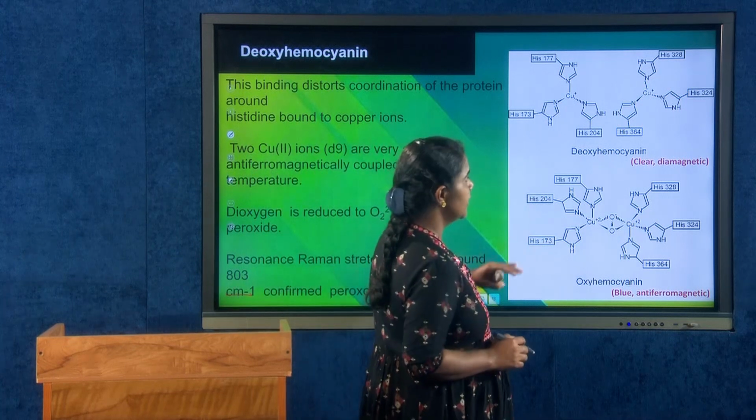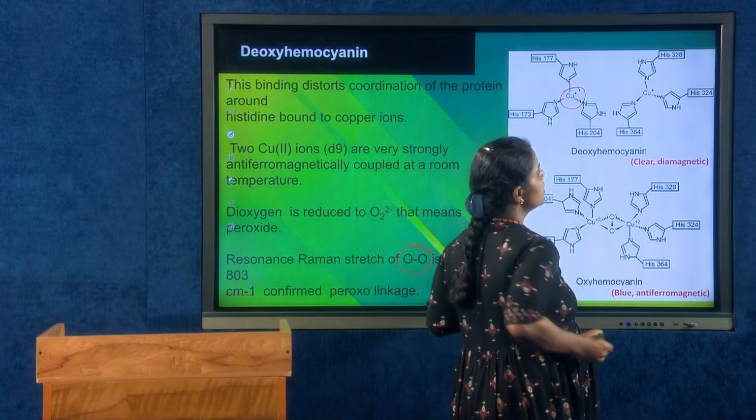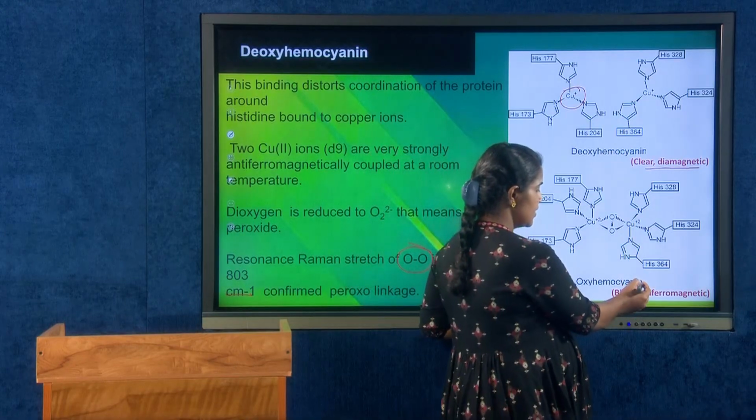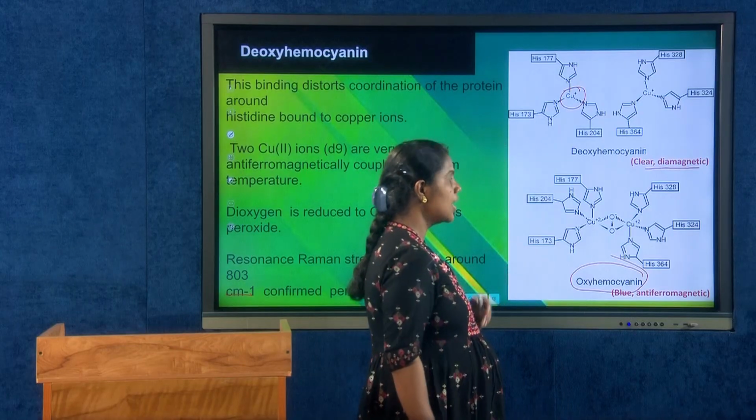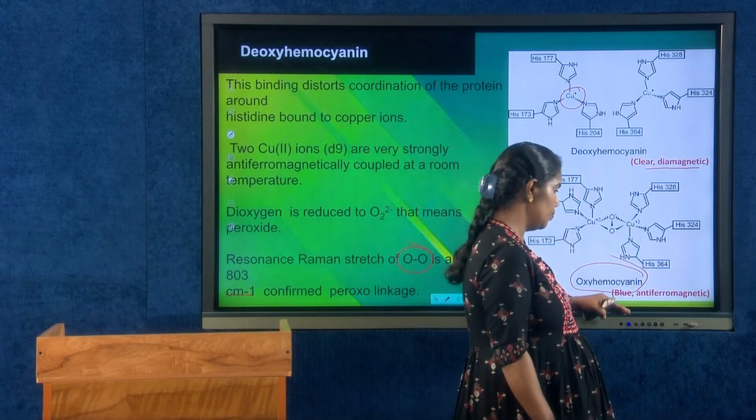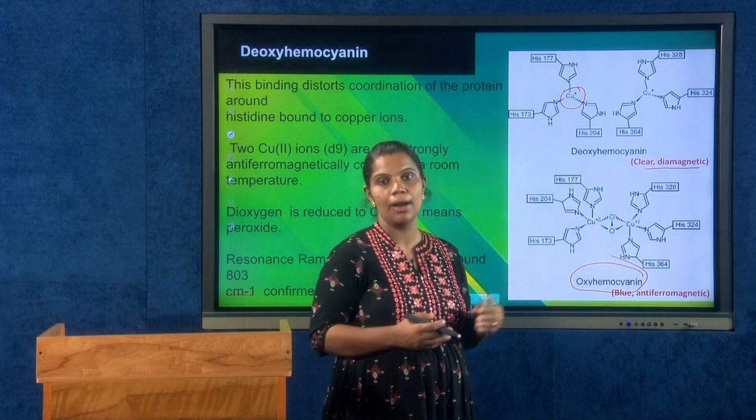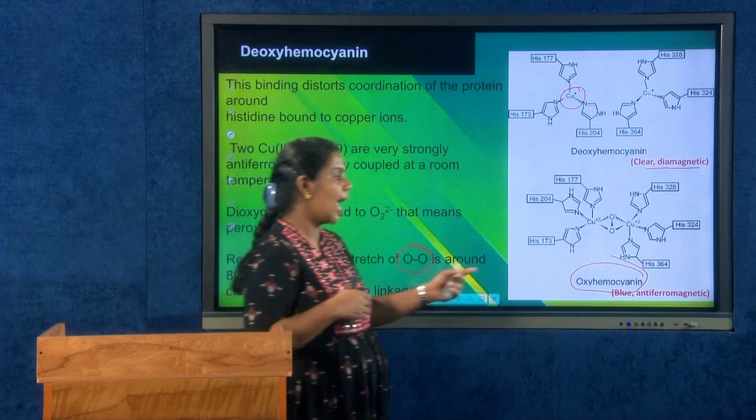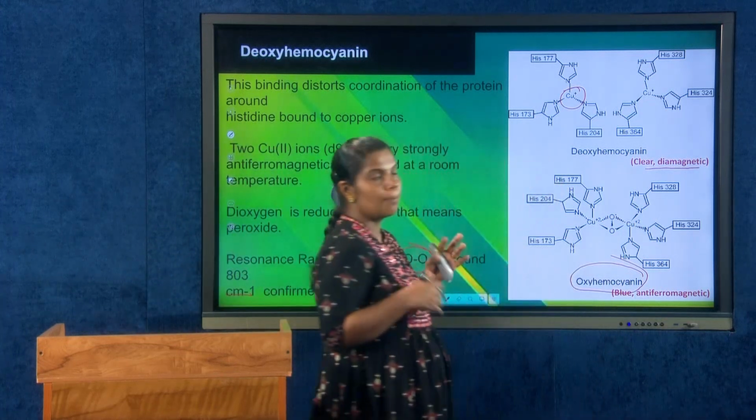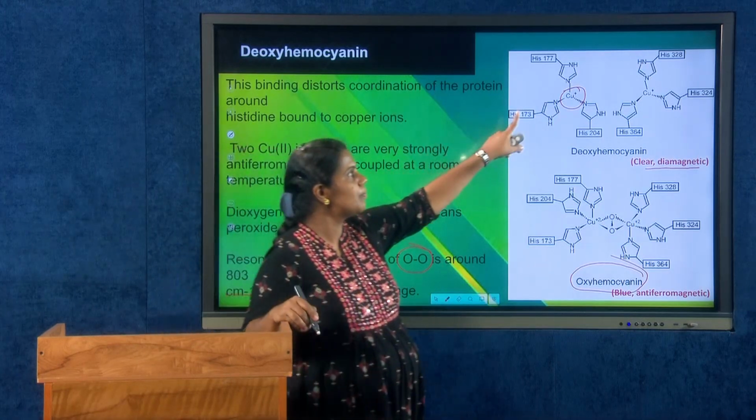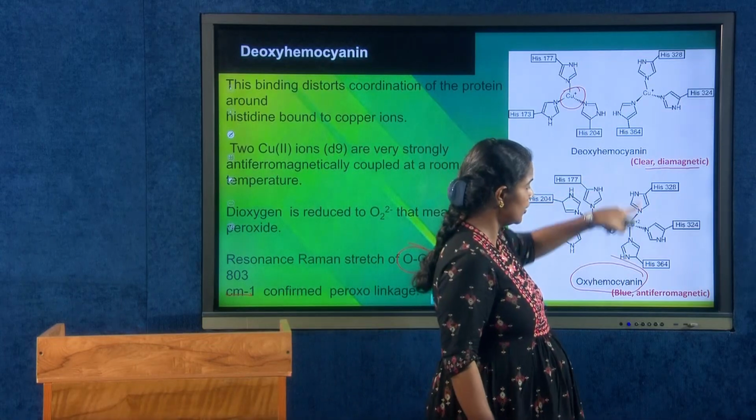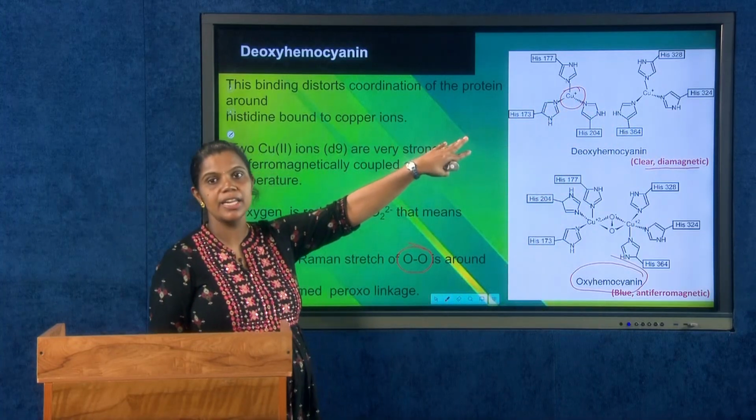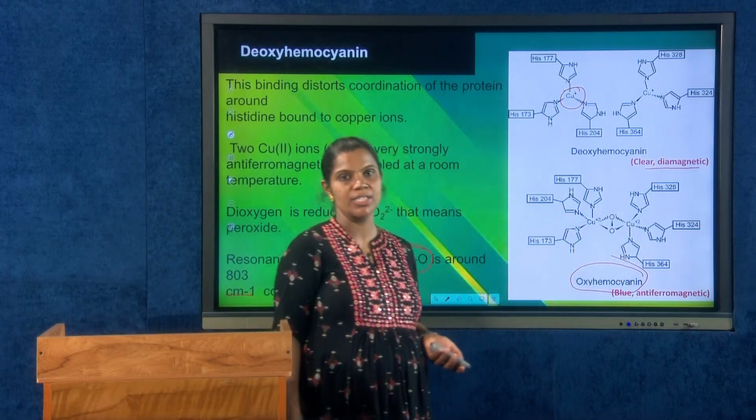So, we can see that in the deoxy form, copper is present in the +1 oxidation state and it is diamagnetic. And in the oxygenated form, that is oxyhemocyanin, the color changes from clear to blue and it gets antiferromagnetically coupled, that is the d9, and the O2 will get reduced to the peroxide. Upon oxygenation, the oxidation state will change from +1 to +2 and the color changes from clear to blue, and the diamagnetic nature of hemocyanin will change to antiferromagnetic upon oxygenation.